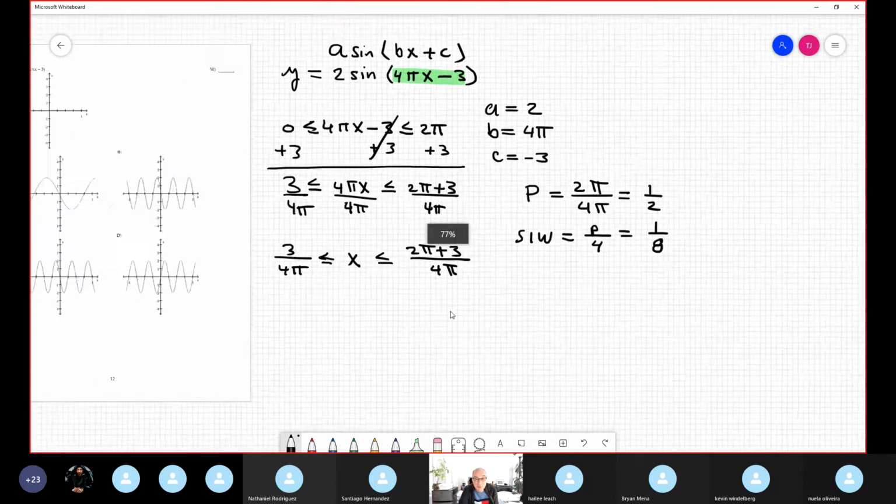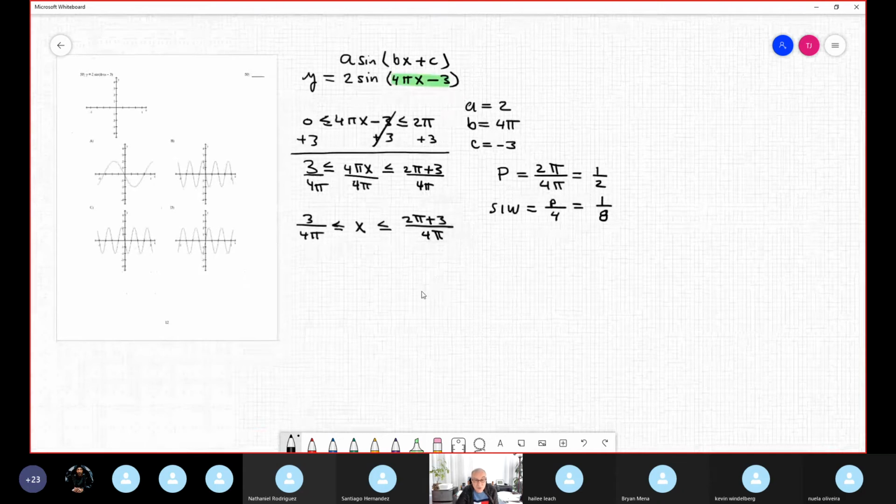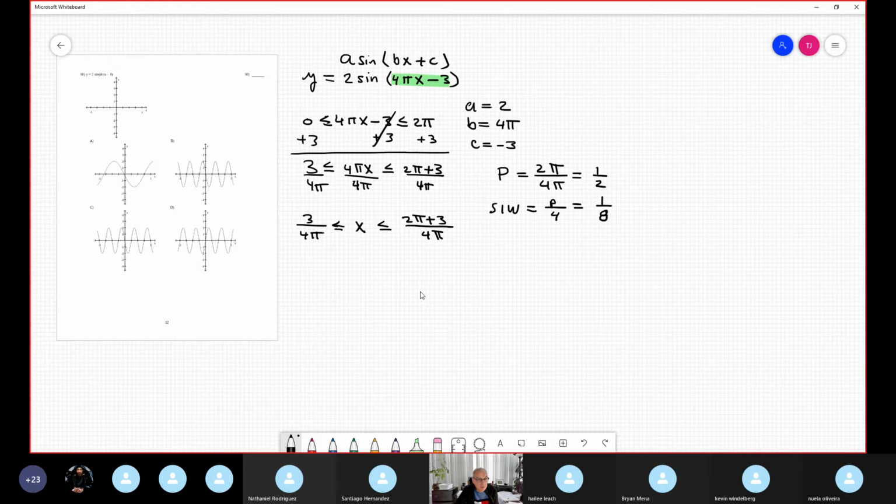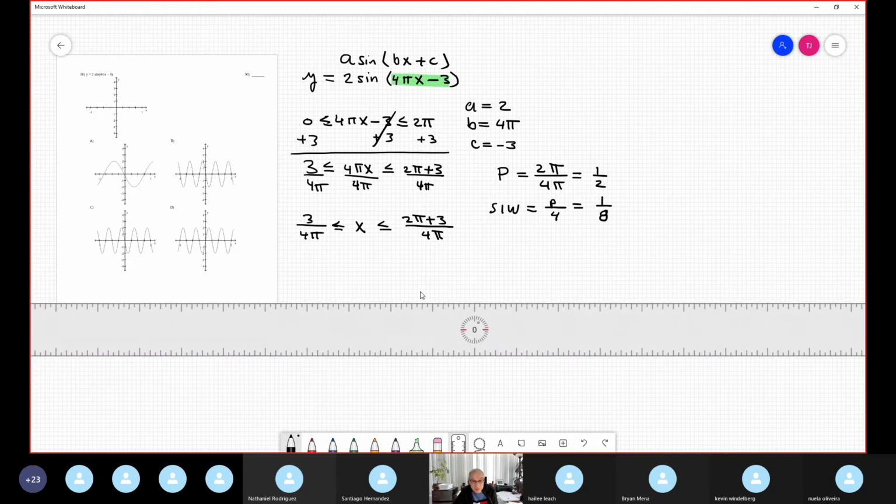Look, important moment now. Phase shift. When you have phase shift, we have translation, we have horizontal shift. In this case, it is to the right, because 3 is negative. This is phase shift. So when you are doing this graph, look, let me show you. Pay attention now.